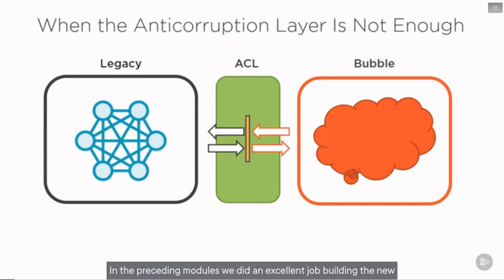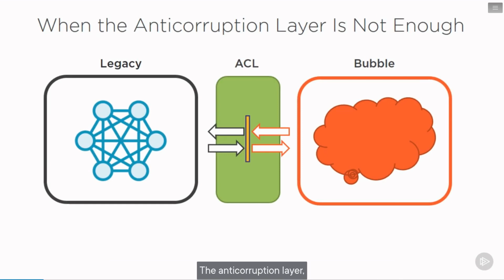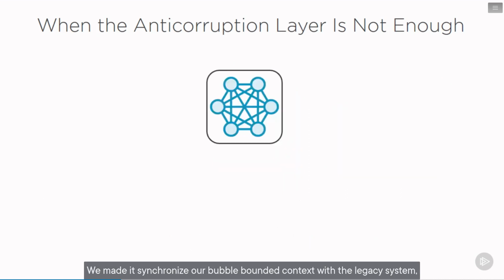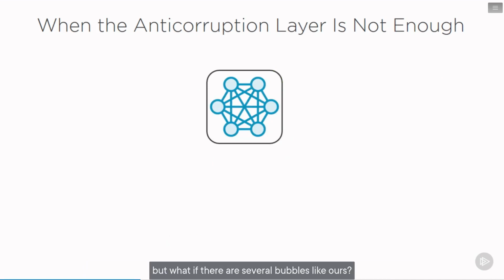In the preceding modules, we did an excellent job building the new functionality without touching much of the legacy code. The anti-corruption layer, especially the synchronizing anti-corruption layer, is a great tool that enabled us to do that. But there still are situations where it is not enough. The anti-corruption layer is a flexible but highly specialized piece of software. We made it synchronize our bubble-bounded context with the legacy system, but what if there are several bubbles like ours?